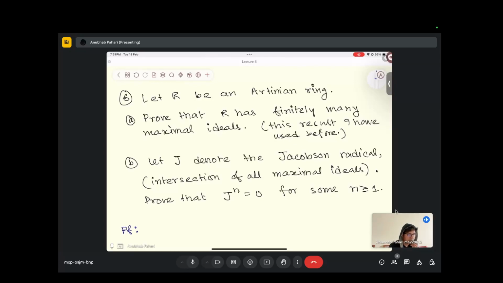So this will be our last problem for today, because the second one might take me 10 minutes to prove.